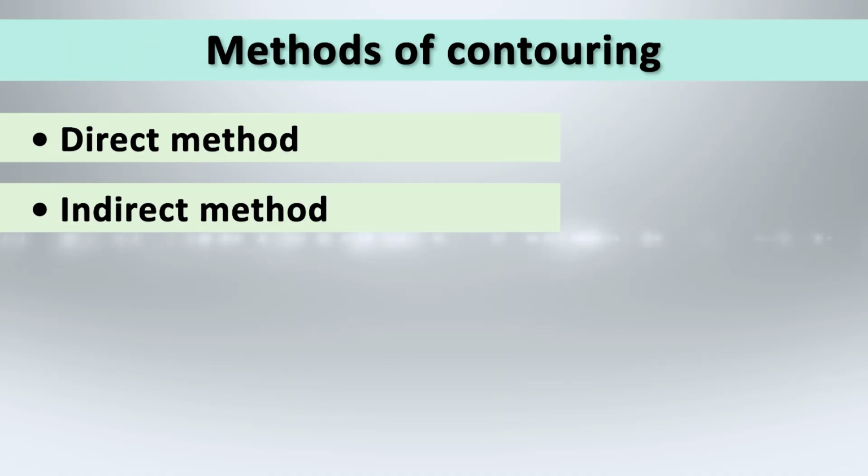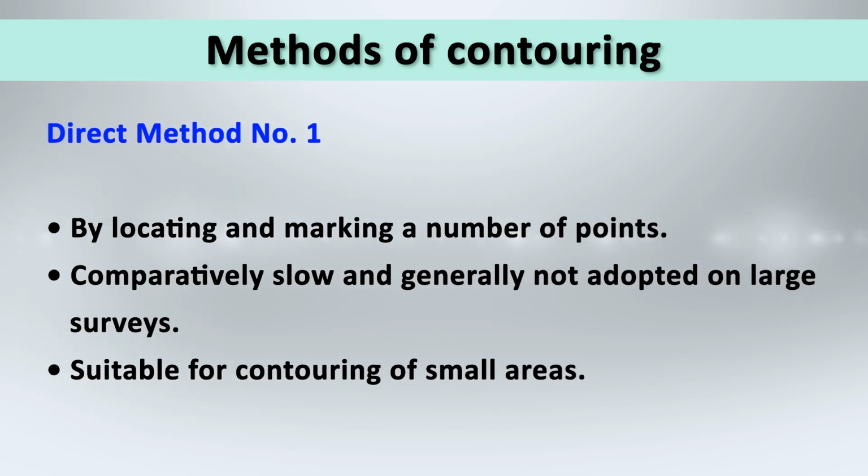The various methods of locating contours may be divided into two main classes. First is the direct method and second is the indirect method. Let us see direct method number 1.